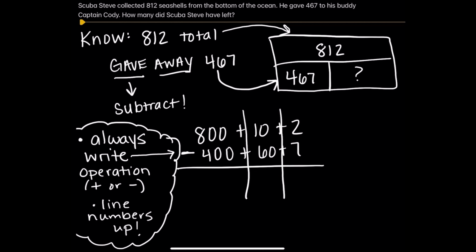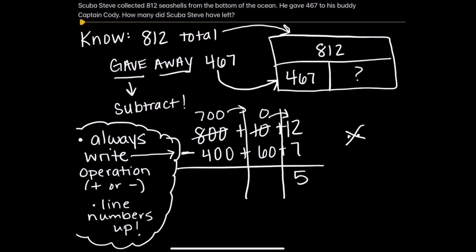First, I figured out that I could not do 2 minus 7. So I took the 10 from the tens place and moved it to the ones place, which left 0 in the tens place. I know that 12 minus 7 is 5, so I was able to do that.